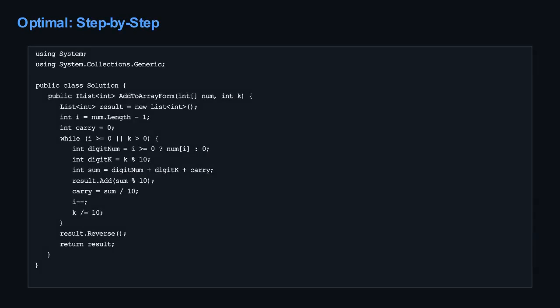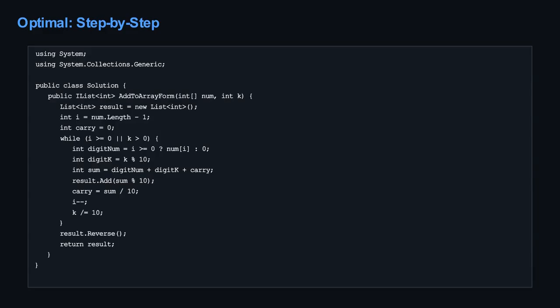Let's trace this with number as 1200 and k as 34. We initialize an empty result list and carry to 0. First, i is 3, number[3] is 0. k is 34, so digit k is 4. Sum is 0 plus 4 plus 0, which is 4. Add 4 to result. Carry is 0. i becomes 2, k becomes 3.